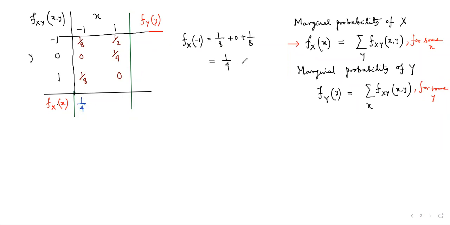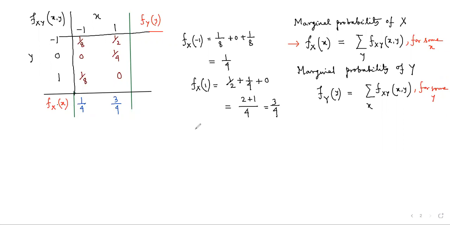And if you want to calculate the marginal probability f of x at 1, then you are going to consider the second column where y is varying. I'm actually taking the summation over all possible values of y. Just look at the formula, and I will add half plus 1/4 plus 0, and that would be equal to 3/4. So here I am going to write 3/4. So this is the calculation of the marginal probability of X.